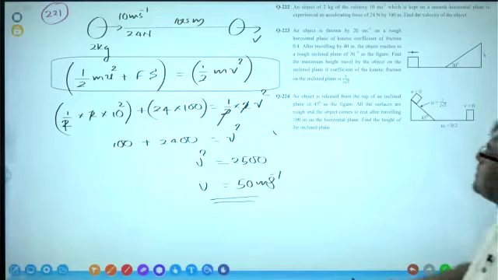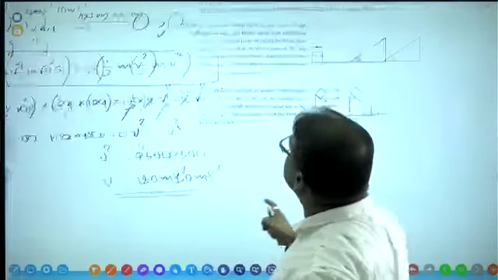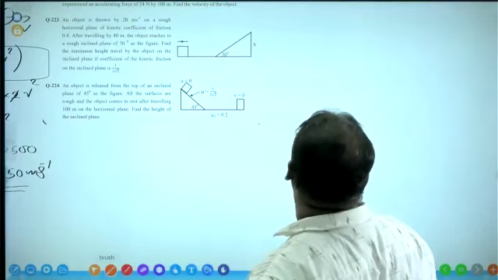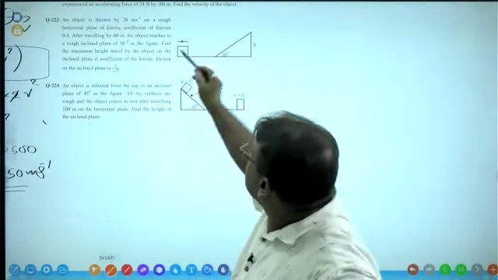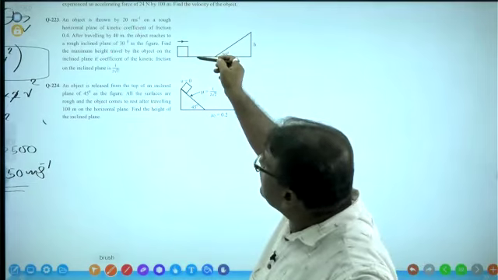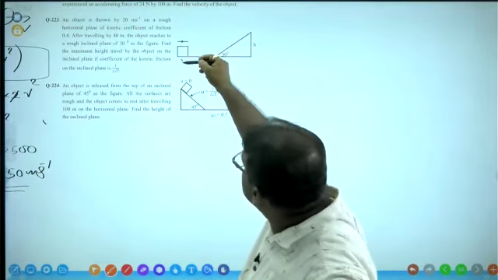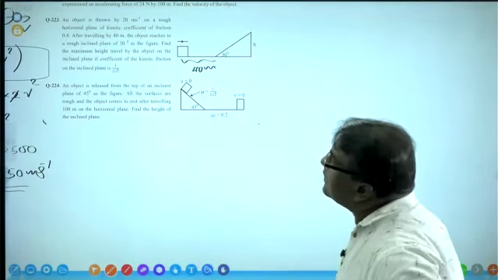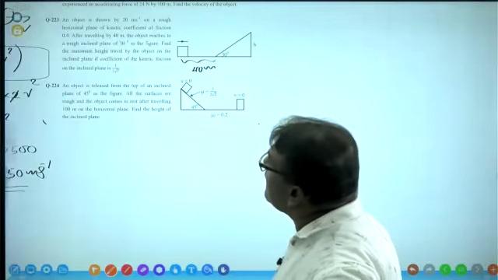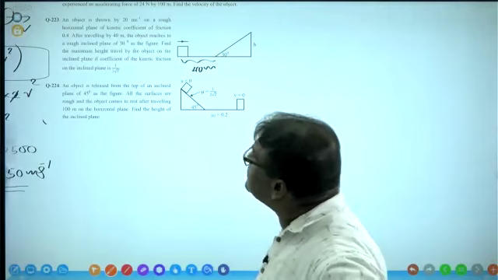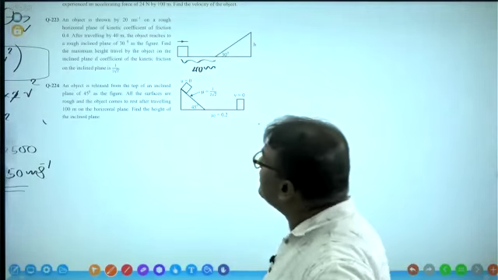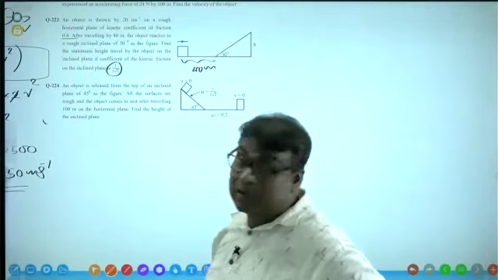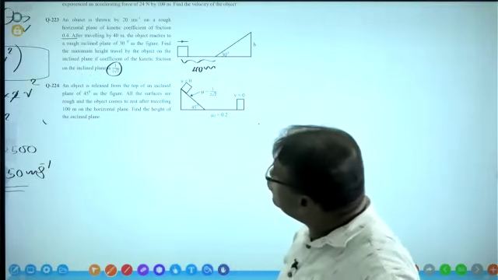Okay, 223. Let's see the process. An object is thrown with 20 ms minus 1 on a rough plane of mu equal to 0.4. After traveling 40 meters, the object reaches a rough inclined plane of angle 30 degrees, shown in the figure. Find the maximum height traveled by the object on the inclined plane if the coefficient of friction of the inclined plane is a different one. Here the horizontal plane is 0.4, the inclined plane is half root 3.